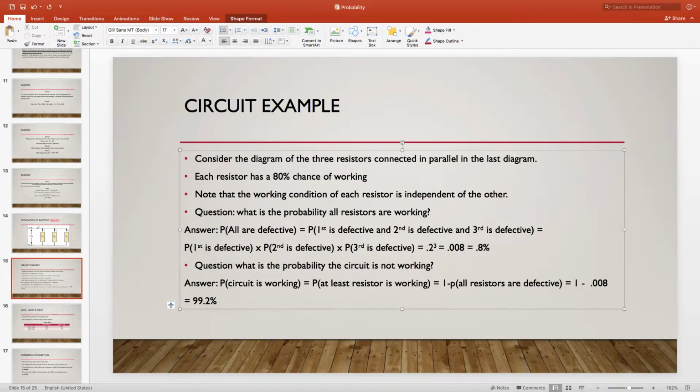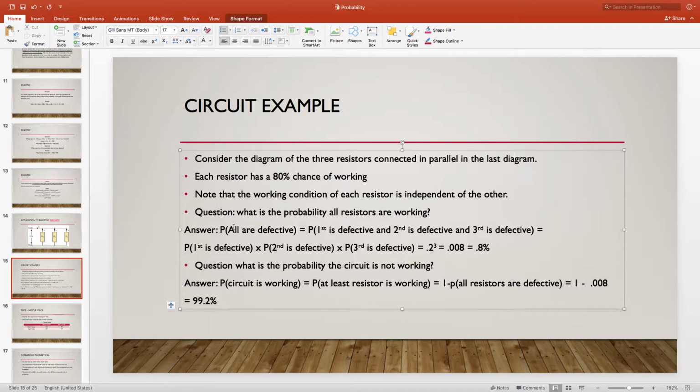It says each resistor has an 80% chance of working. And we know that these resistors operate independently. If one resistor fails, that doesn't mean that the other one automatically fails. It might fail later, but it's not going to fail because the other one failed right away. It is reasonable to assume the condition of working or not working for each resistor is independent.